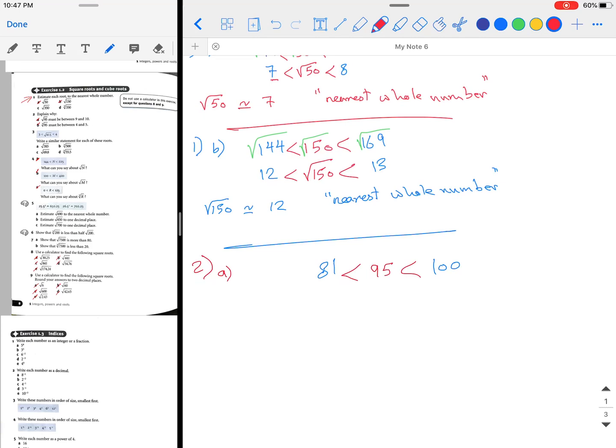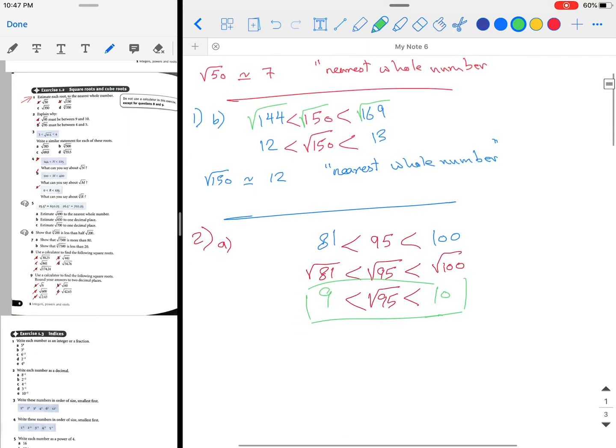So I can take the root for all of them. So the root of 95 would be, of course, between the root of 81 and the root of 100. And I know that the square root of 81 will give me 9, and the square root of 100 I can get here 10. So here I proved that the square root for 95 must be between 9 and 10.